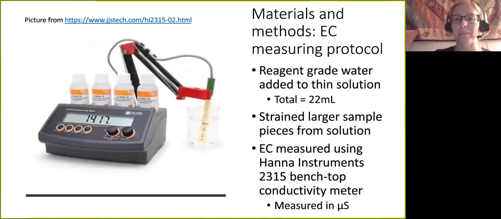Lastly, I took those EC measurements using the Hanna Instruments 2315 benchtop conductivity meter, as can be seen over here. This cute little machine helped me with my measurements, and I measured all of the leaf samples in microsiemens when doing this.